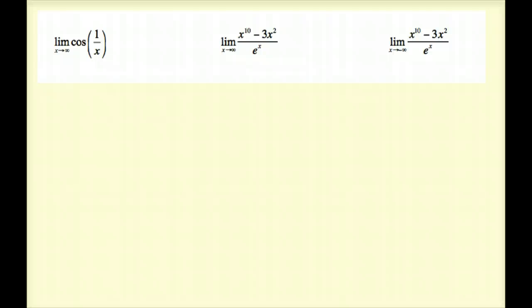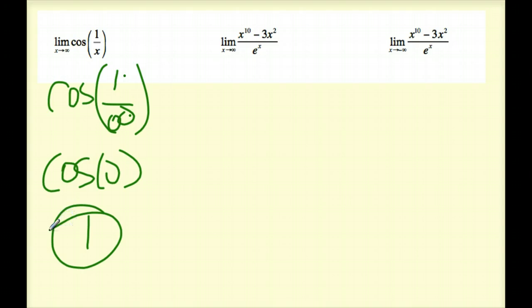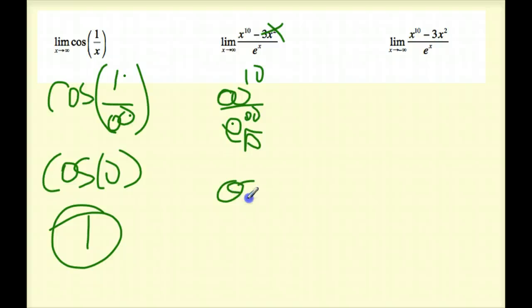Next one, I'm going to plug in an infinity, and I get cosine of 1 over infinity. Well, 1 over infinity is actually 0, so the cosine of 0 is a positive 1. Over here, I plug in infinity to the 10th, that doesn't count, over e to the infinity. This is getting larger so much faster. So since it gets larger so much faster, this is actually going to approach 0.